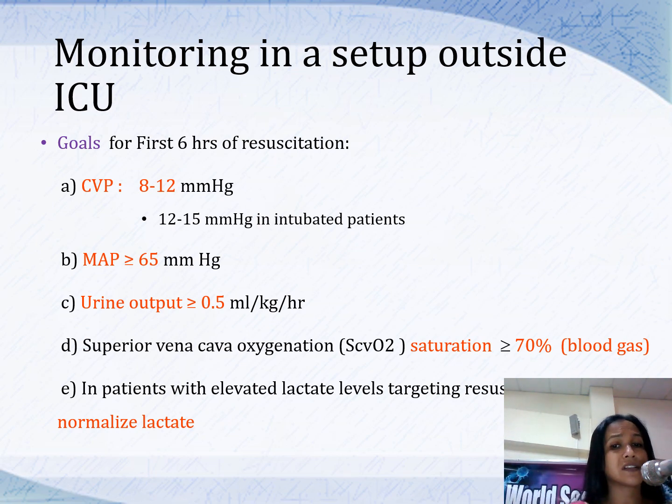And if you have a central line, you can measure the superior vena cava oxygen saturation. You take a blood sample from the central venous catheter and do a blood gas. But just for fluid resuscitation, you do not need to insert a central line. I hope that's clear to you. If you have a line, you can do this. Otherwise, you can go with the MAP and the urine output.